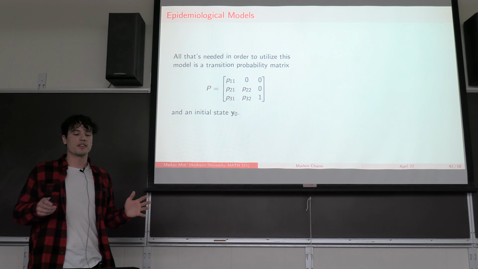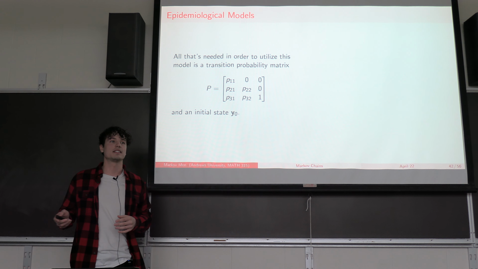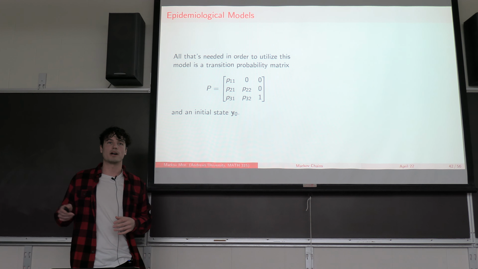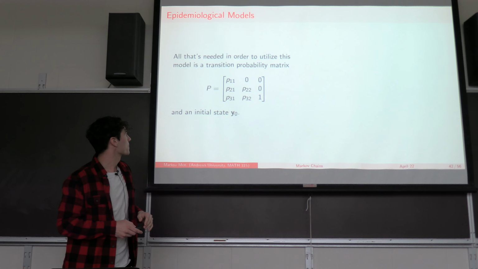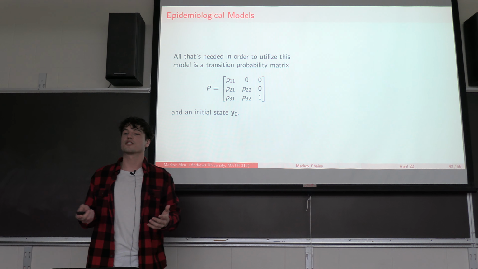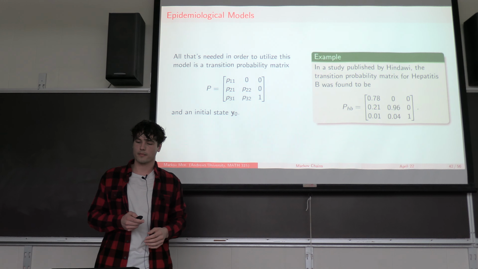All right, so we see here that all that is needed in order to utilize these models is two things. The first one being a transition probability matrix. And we see just based on the arrows and how certain people can't go to other states, we can already identify several of the entries as zeros and ones. And then the second thing we need is an initial state y0. So there was a study published by Hindawi, and the transition probability matrix for hepatitis B was found to be this matrix here that's up on the board.